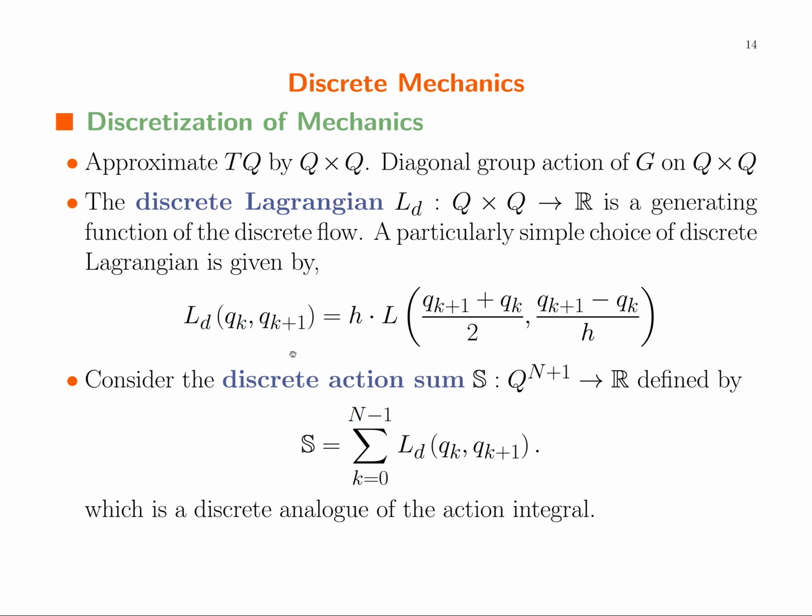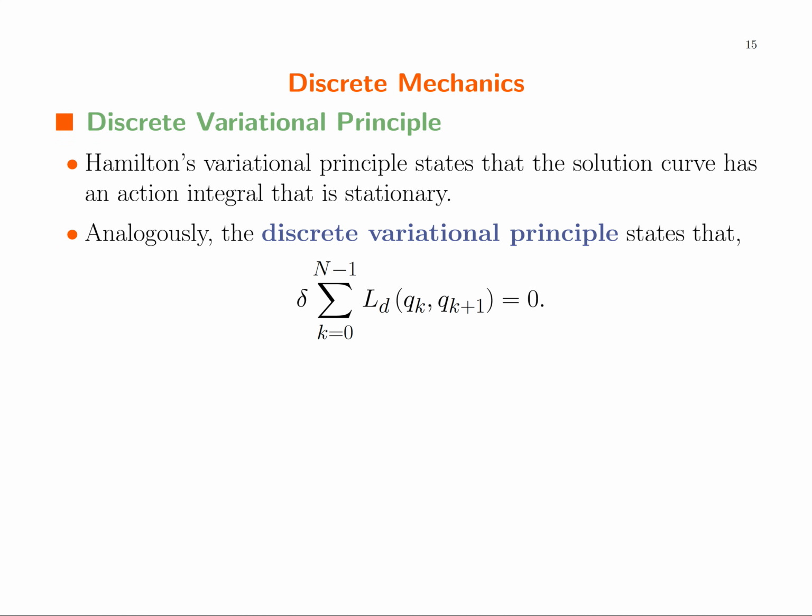All right, so if the discrete Lagrangian can be thought of as a piece of the action integral over a small time interval, then you can construct what is called the discrete action sum, which involves summing up these discrete Lagrangians over the entire interval. And this, of course, gives you an approximation of the action integral. Then the discrete version of Hamilton's principle states that you have a solution curve where the discrete variational principle is stationary.